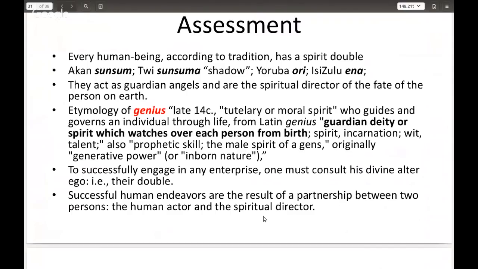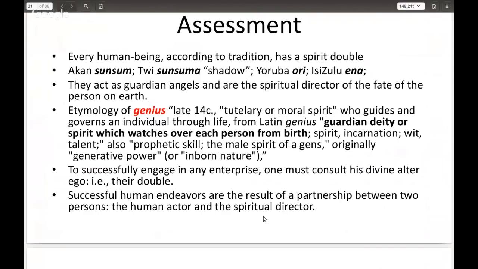This is one of the prayers in Ifa, in the tradition of Ifa. That you wake up and you get your mind right, trying to get your Ori in alignment, so you and your spirit double can work together during the day. And so these spirit doubles, they act as guardian angels, and they are your spiritual directors of the fate of the person on earth.